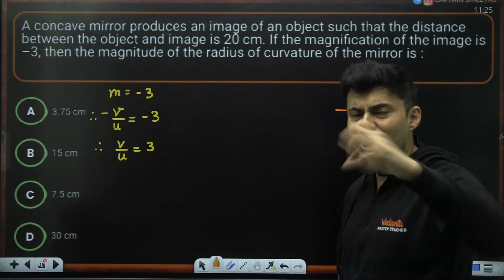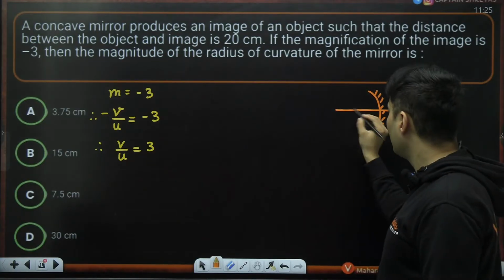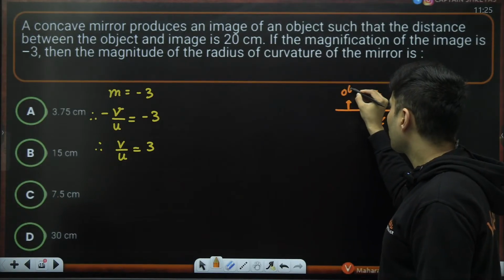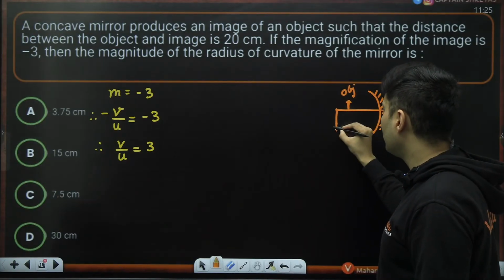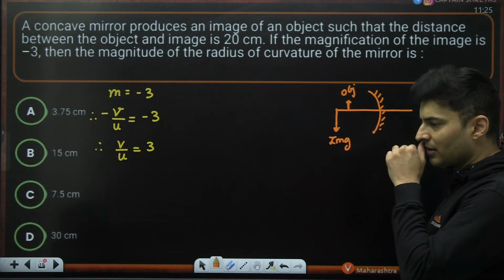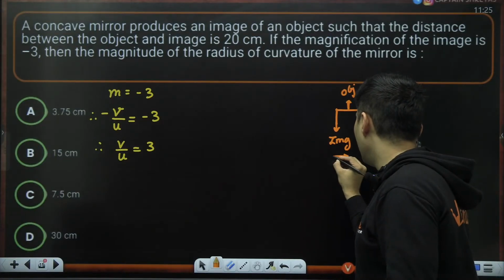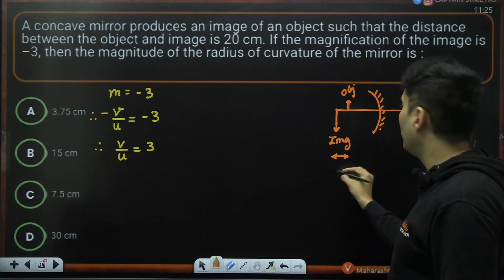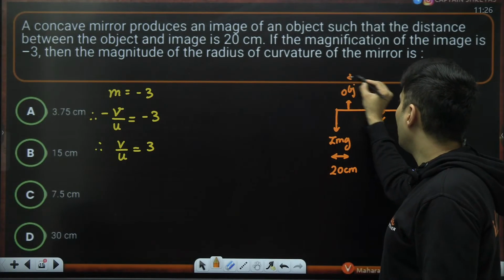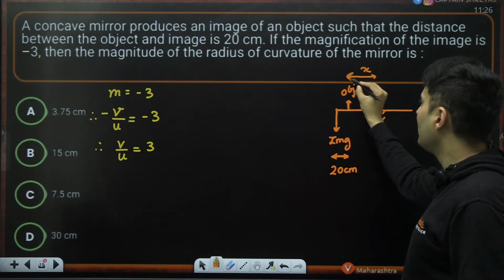Now, if the magnification is negative, an inverted image is being formed by the concave mirror. If the image is real, maybe the object will be over here and the image will be somewhere over here. That's how the diagram roughly looks, if you remember correctly. Now, this distance is given to me. This is 20 centimeters. Let's assume the object distance to be x.